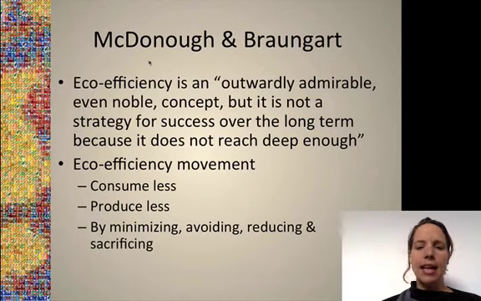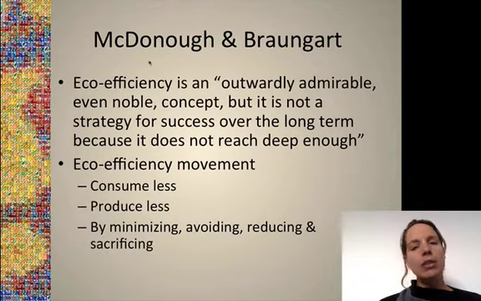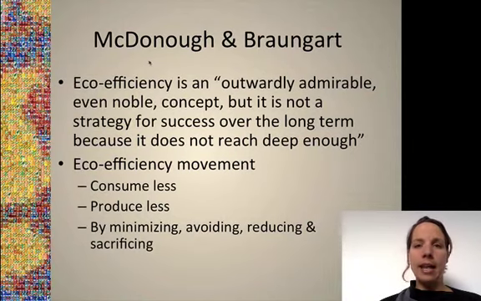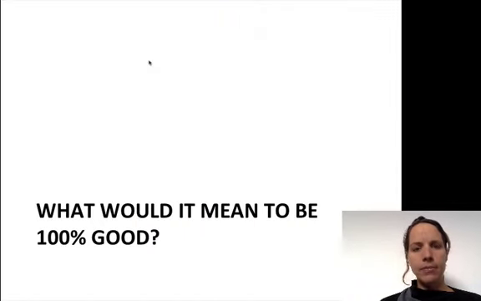So they suggest that what we need to do is look at the full life cycle of a product and close that loop, so there is no waste, and we look to nature for examples of that. So eco-efficiency is about consuming less, producing less, and minimizing, avoiding, reducing, and sacrificing. Well, looking at cradle to cradle principles and following nature, what we actually do is not minimize what we're doing, but do it in a way that values nature and contributes to a positive environment.